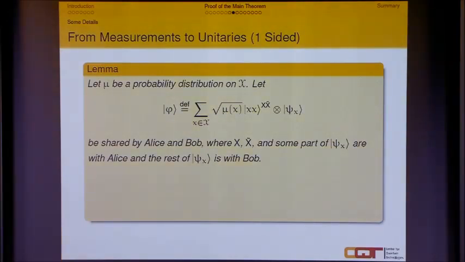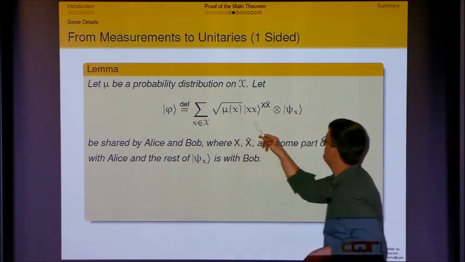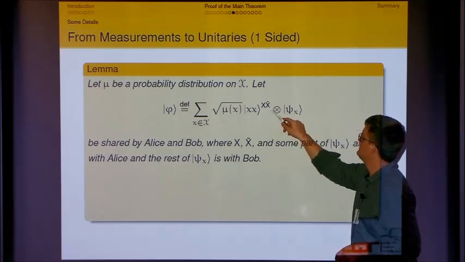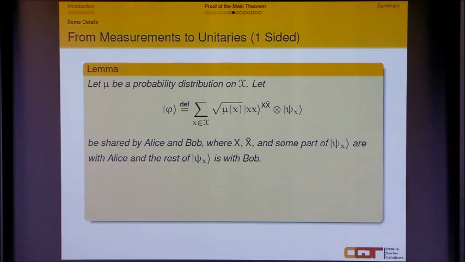And it's probably the same lemma as appears in the previous talk. So if we have a state of this form, where this phi is shared between Alice and Bob, such that x, x tilde, and some parts of this psi are with Alice and the rest of the psi is with Bob. And phi sub x is just the state of phi conditioned on register x holding the state small x.